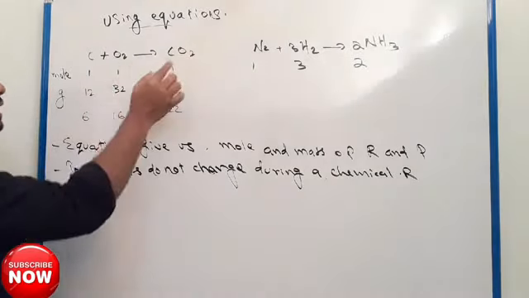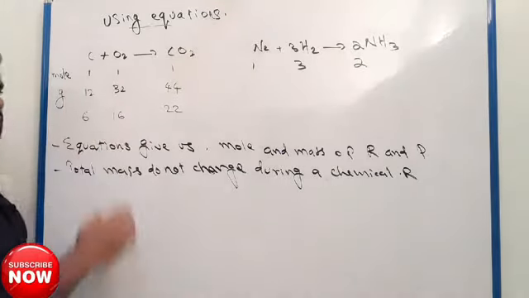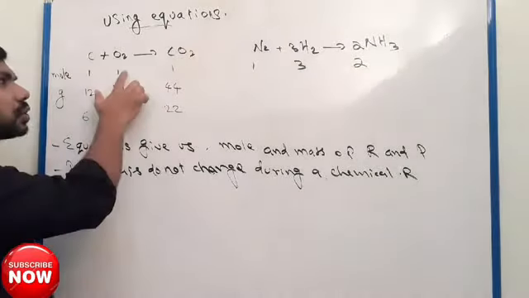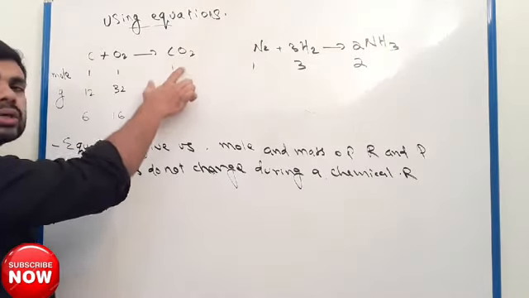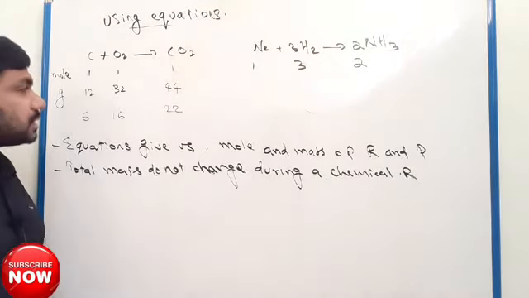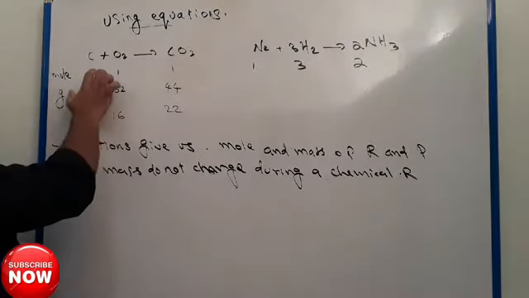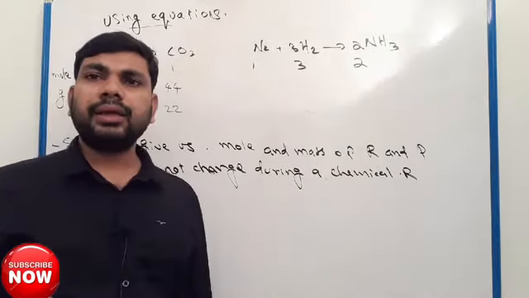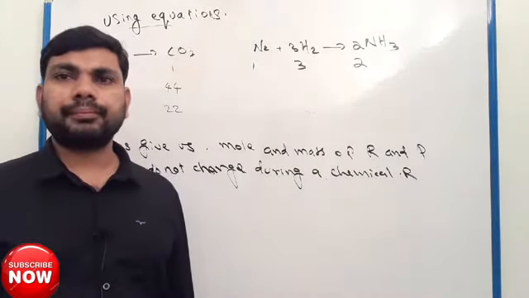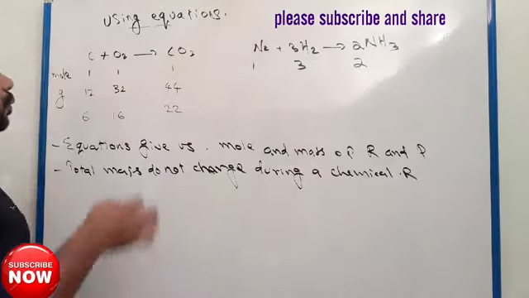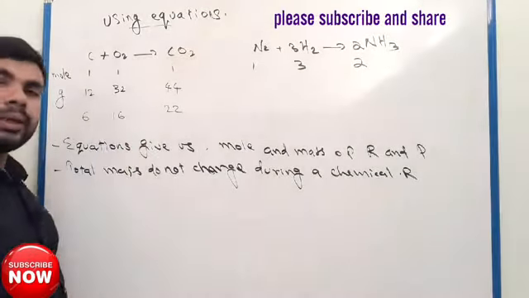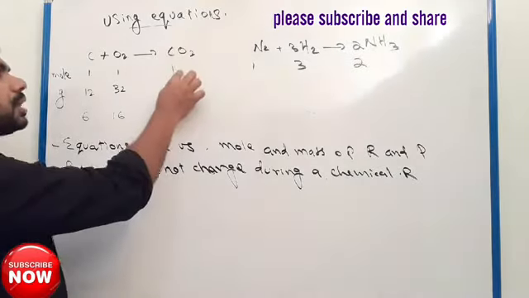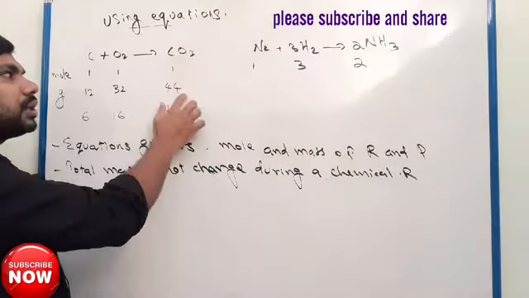So this coefficient helps to understand moles. Here 1 mole carbon reacted with 1 mole oxygen forms 1 mole carbon dioxide. Similarly, as we discussed, 1 mole carbon means its mass is 12 gram. Similarly, 1 mole oxygen molecule means its mass is 32 gram. 1 mole carbon dioxide means 44 gram.